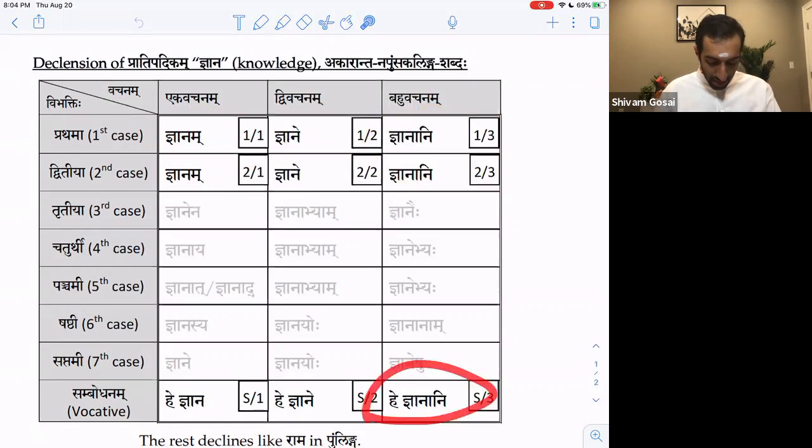And also, right, when we have that sambodhana, hey is not part of the sambodhana. The sambodhana is just jñāna, jñāne, jñānani. We just add hey so that we know we're calling out. We do that in English too. Hey, Shivam. It's different. H-E-Y is different than this hey, but it's the same meaning, right? You're calling out to that. Okay.